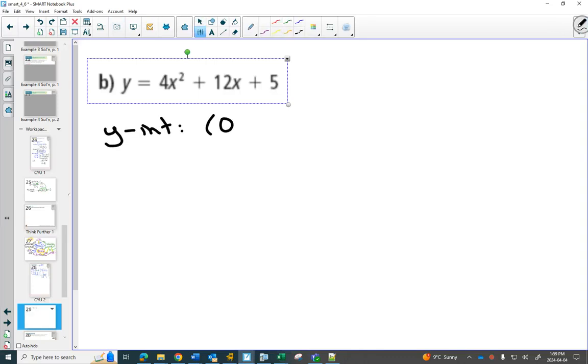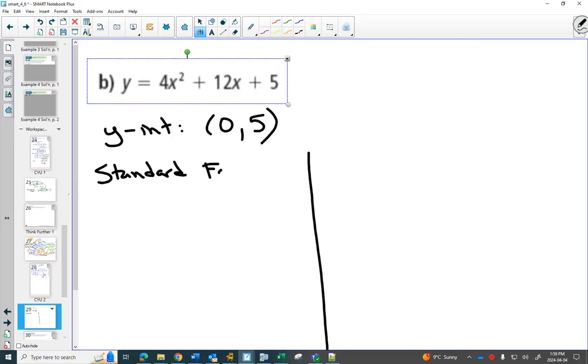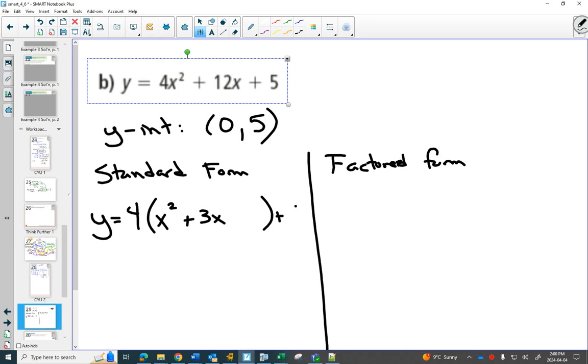So for the second one, same thing. You plug in 0 for x, super easy to find your y-intercept. Okay? I don't know if I'm going to use standard form or factored form. If I use standard form, I would factor out a 4, x squared plus 3x plus 5, space, space.